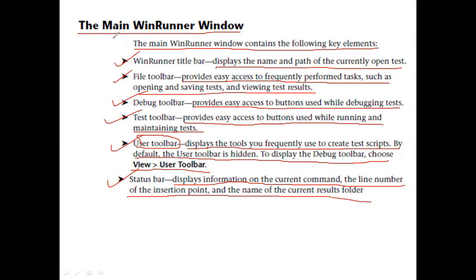Okay. So next, the test toolbar. This is similar to the debug toolbar. Here they provide the buttons used while running and maintaining the tests, and then the user toolbar and status bar. Okay, so these are the elements of the WinRunner window.